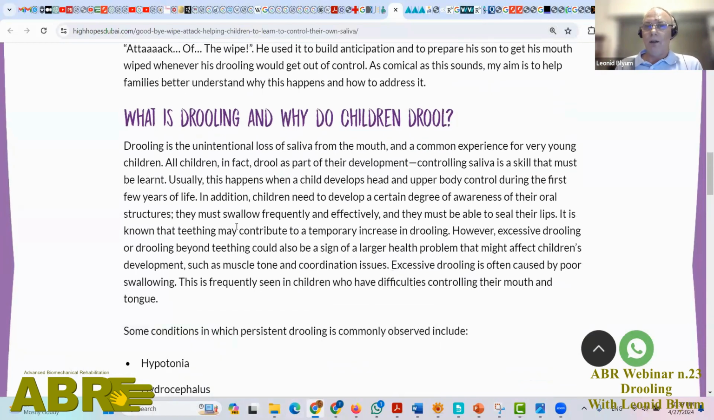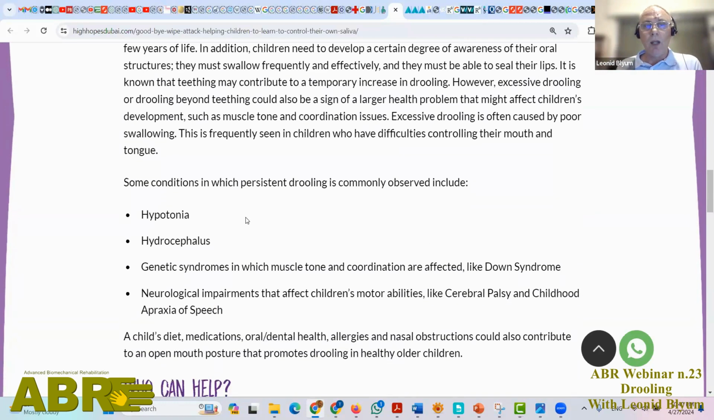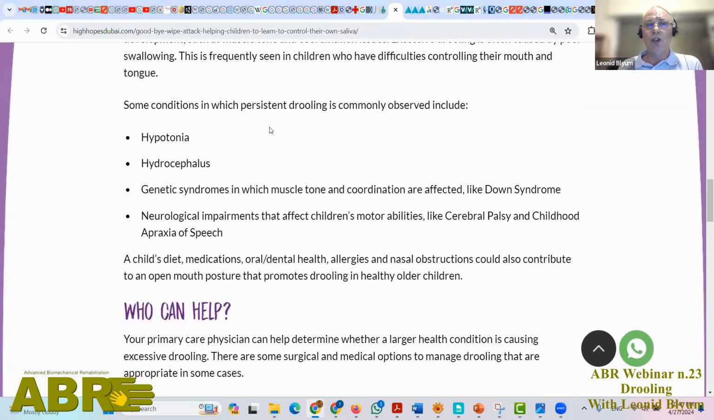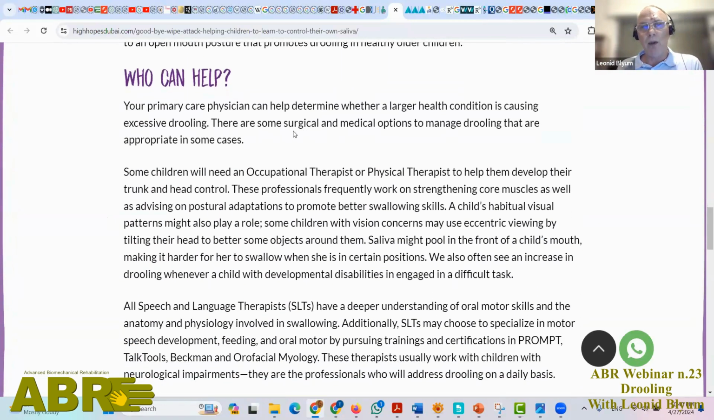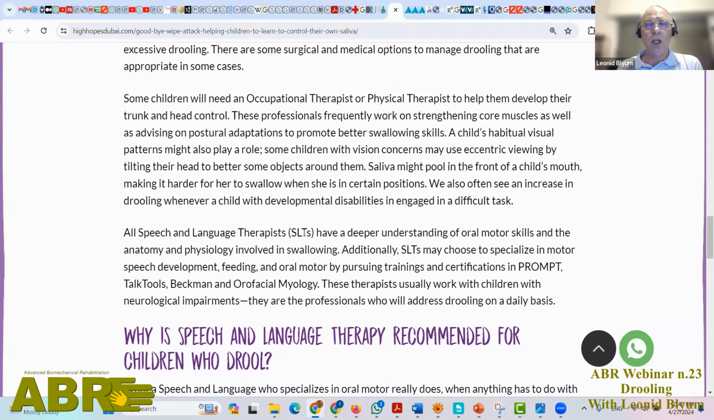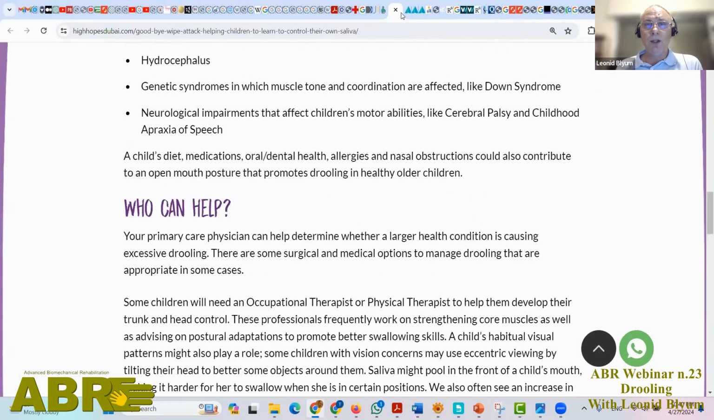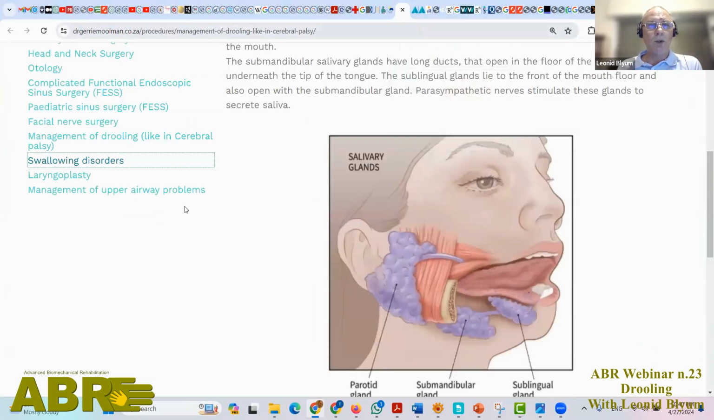Children need to develop a certain degree of awareness of their oral structures, hence oral motor therapy, right? I'm going to put the thing inside your mouth, with different brushes, and let you know, okay, this is the inside of your cheek, this is your palate, this is whatever. Put it on the map, hopefully it works, right? Excessive drooling is often caused by poor swallowing, and then you have more significant things. Some conditions in which persistent drooling is commonly observed include hypotonia, hydrocephalus, genetic syndromes, and so on. Who can help? Primary care physician, of course. Some children will need an occupational therapist or physical therapist, and then a speech and language therapist, and so on. So that's this version of the explanation, but we have more intense versions here, right?